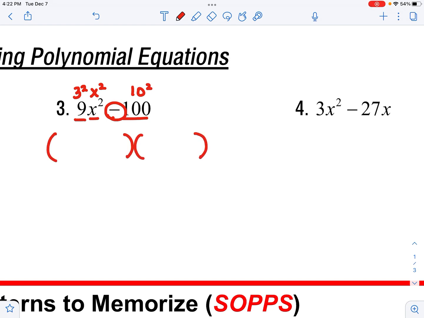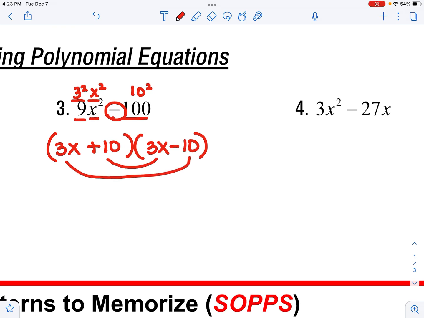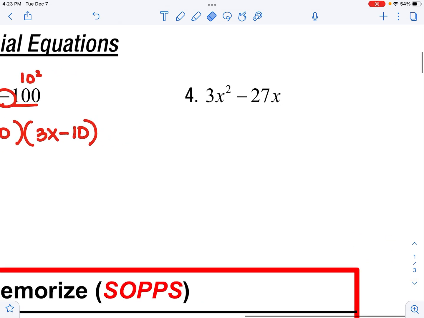So once again, it factors to 2 sets of parentheses. These 2 terms have to multiply to give you 9x squared, and they have to be the same thing. So it's 3x and 3x. And then these two terms have to multiply to give you negative 100, and they have to be the same number but opposites. So that's plus 10 and minus 10. If you look at outer and inner, outer is 30x and inner is negative 30x, and those cancel, and that's why there's no middle term here.